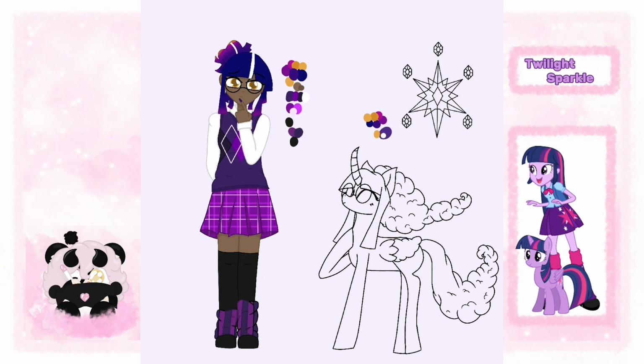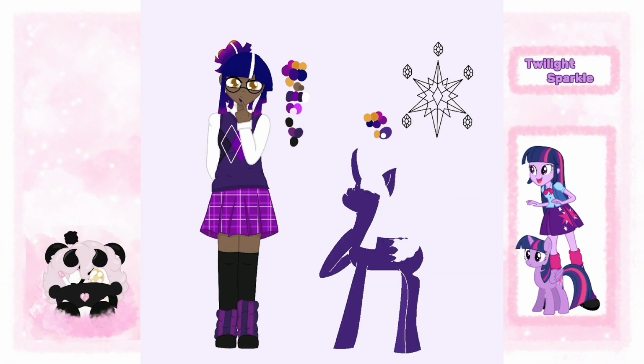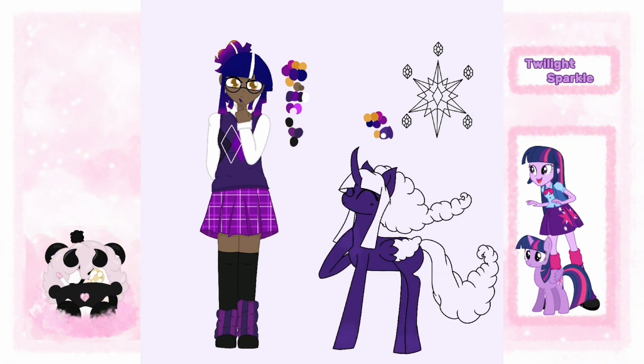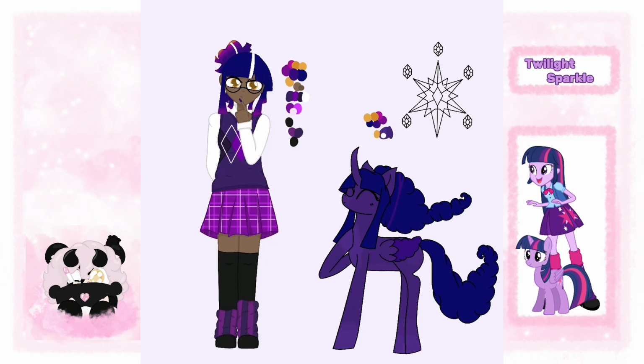I gave her a bunch of stars on her pony design, and to represent that in the human design, she has a bunch of freckles, since the stars are basically freckles in her original design. I deepened the purple of her skin in her pony form, and then used that same purple on her sweater vest in her human design.